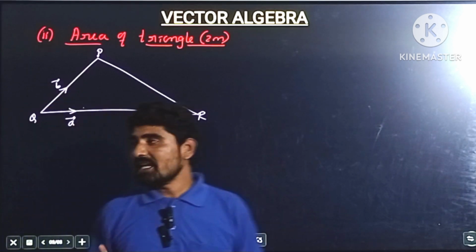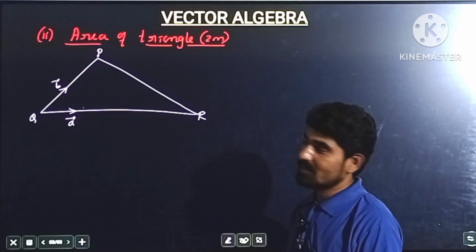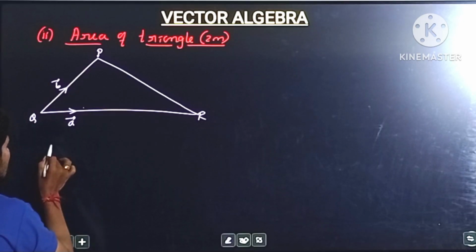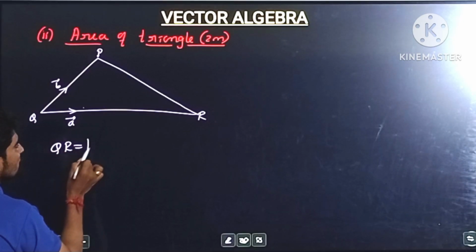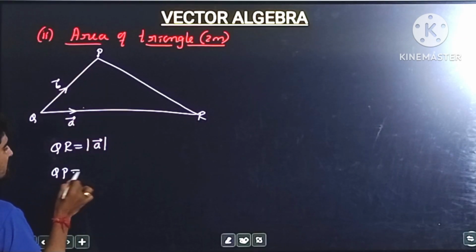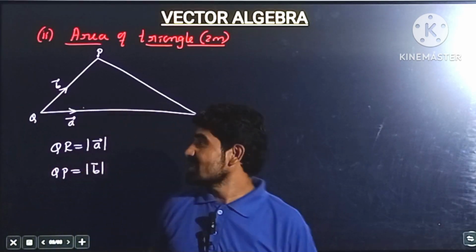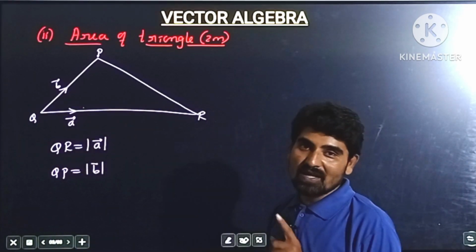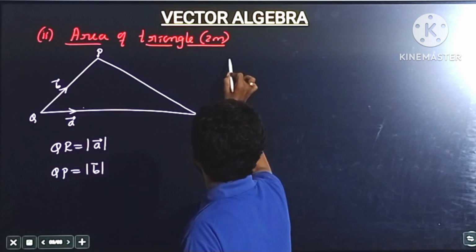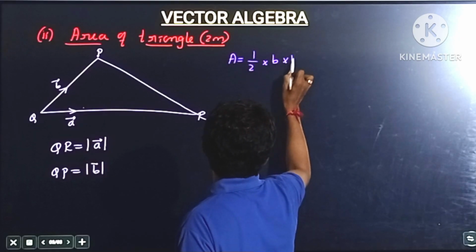And here we need to find the area of the triangle PQR, where a vector and b vector are the adjacent sides of the triangle PQR, where the base is QR, and the length of QR is equal to magnitude of a vector, and similarly the length of QP vector is equal to magnitude of b vector. Now to find the area of this triangle PQR, we already know one formula in the geometrical system, that is, area of the triangle is equal to half into base into height.